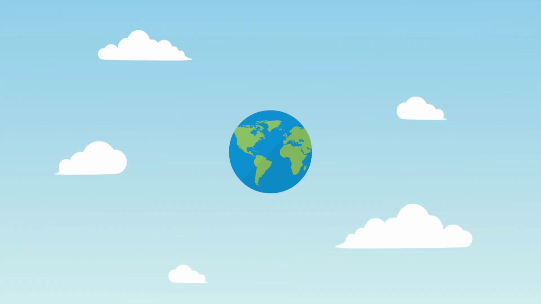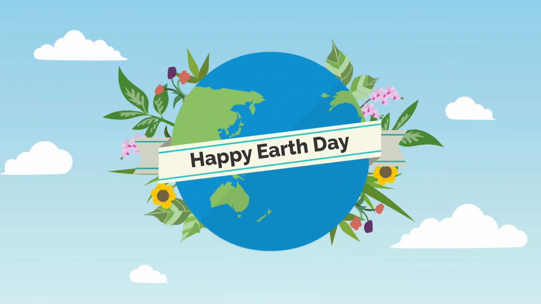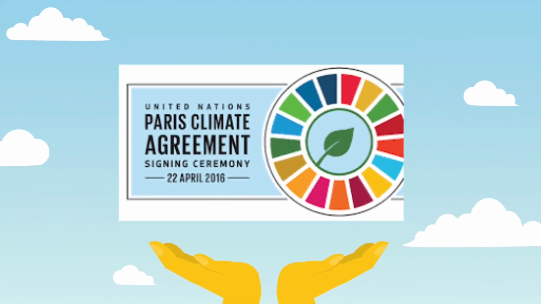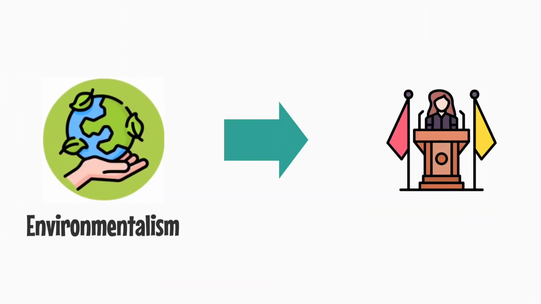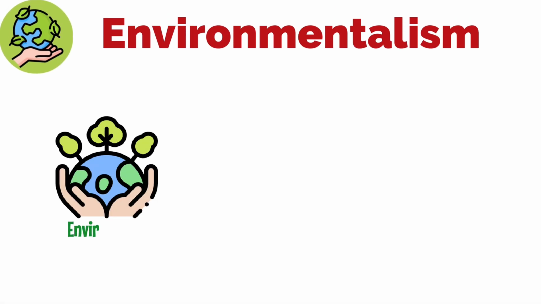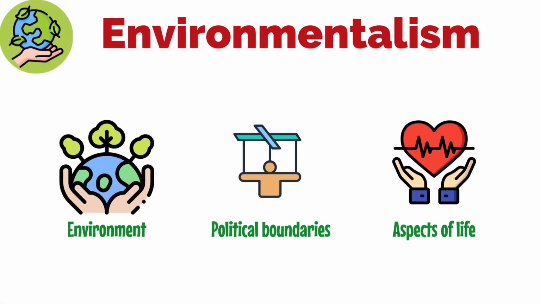The environmental movement gained momentum in the 20th century, with events like Earth Day and international agreements like the Paris Climate Accord, reflecting the growing global awareness of environmental issues. While environmentalism is often associated with the political left, concern for the environment transcends political boundaries as it impacts all aspects of life on Earth.